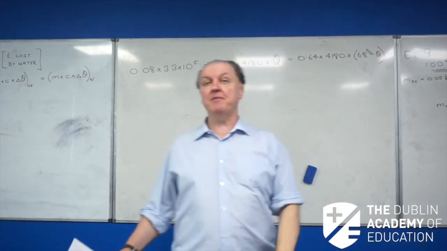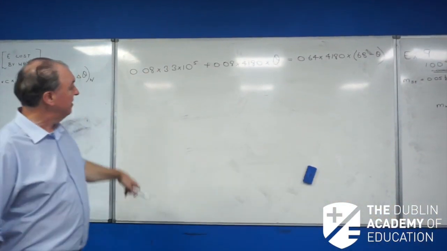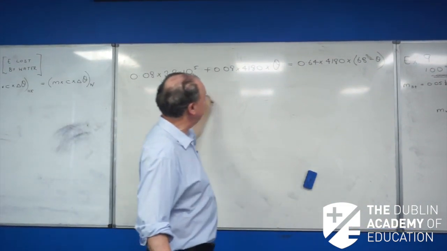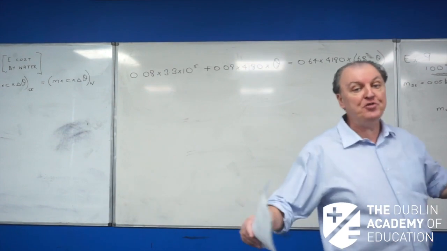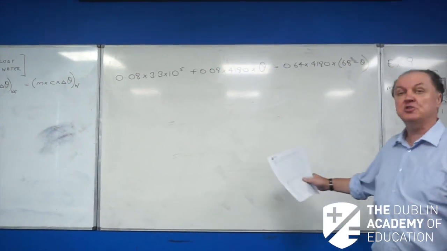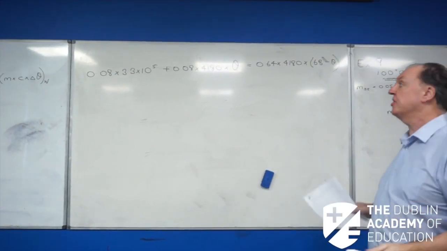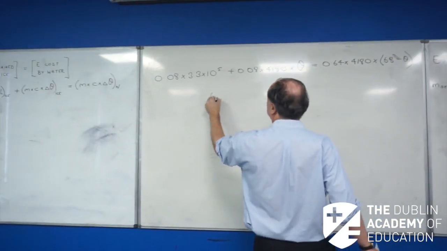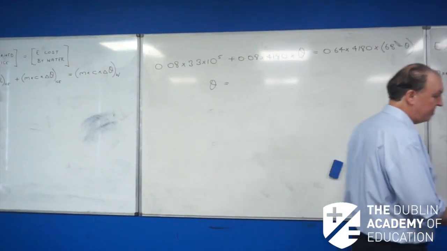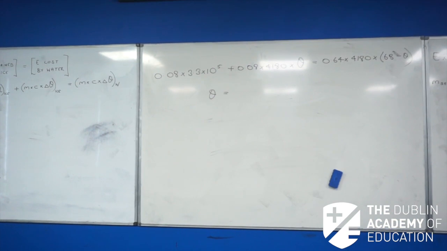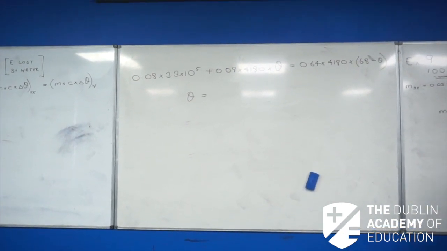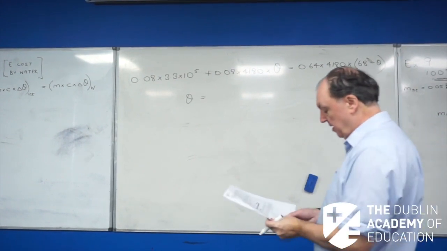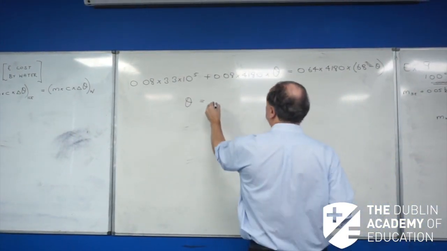Now, it's just your mathematics. Basically, you're going to multiply these numbers out, bring all your thetas to one side. It is all done in the solutions. I'm not going to show it to you here. You work on it yourself. My final answer for theta, I get 51.7 degrees Celsius.